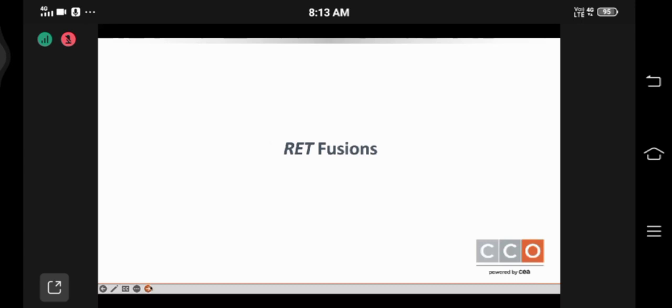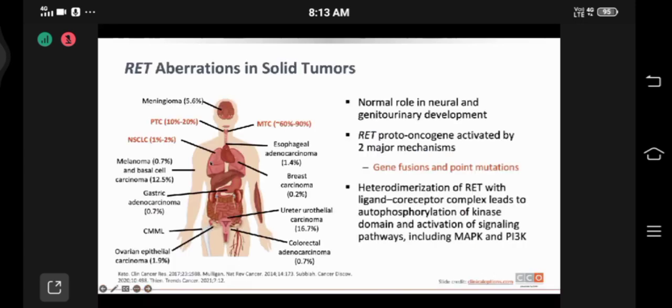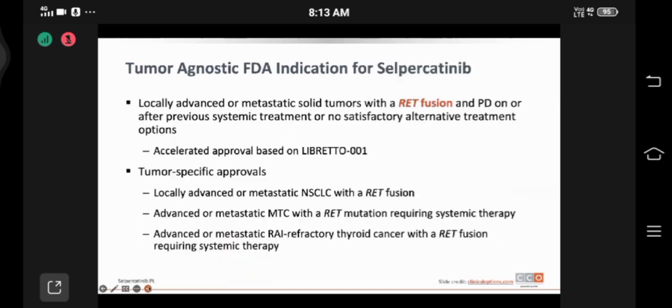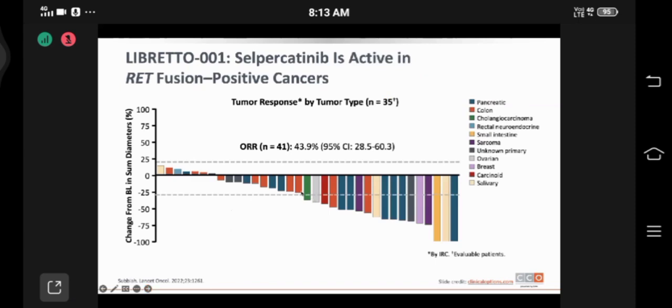So one, RET fusions, as we know, are there in multiple tumors. Starting from an MTC to a colorectal to an ovarian, all of them might have a RET fusion. Wherever this RET fusion is there, it has an approval for a drug called selpercatinib. And what we can see here in the trials, just observe the waterfall plot here. There are sites of RET fusions where a complete remission can be brought by just this drug, selpercatinib.